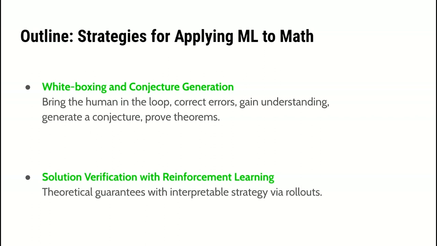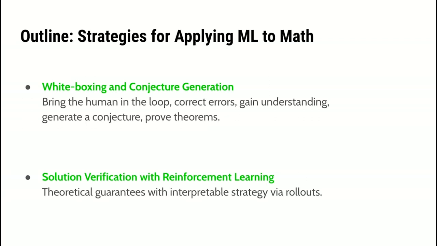So the first thing I'm going to cover is what I would call white boxing and conjecture generation. If ML is black box, you might ask, how can you white box it? How can you open it up and understand it? The basic idea here is that in trying to take an ML technique and white box it and generate conjectures and prove theorems, the first thing you need to do is bring a human expert into the loop in some way, shape, or form. Hopefully have a way to gain some understanding. Maybe after understanding how the machine makes its decisions, you can generate a conjecture and prove some theorems.